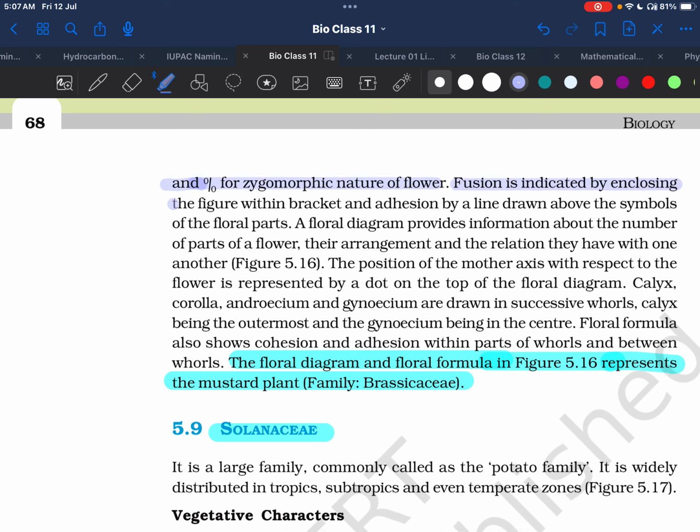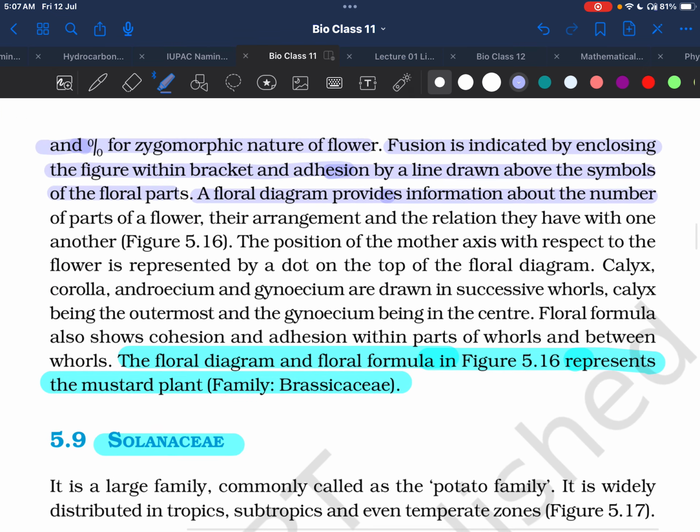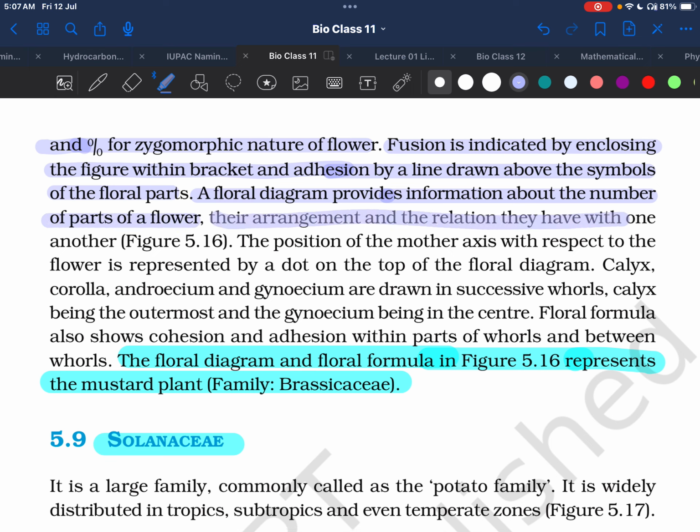Fusion is indicated by enclosing the figure within brackets, and adhesion by a line drawn above the symbols of the floral parts. A floral diagram provides information about the number of parts of a flower, their arrangement, and the relation they have with one another. Figure 5.16. The position of the mother axis with respect to the flower is represented by a dot on the top of the floral diagram. Calyx, corolla, androecium and gynoecium are drawn in successive whorls, calyx being the outermost and gynoecium being in the center. Floral formula also shows cohesion and adhesion within parts of whorls and between whorls.